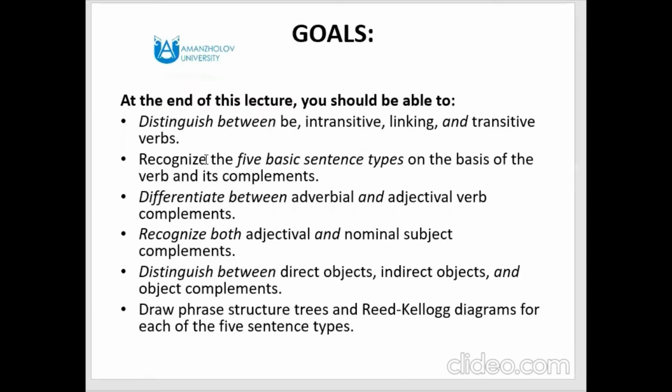The goals of our today's lecture are to distinguish between be, intransitive, linking, and transitive verbs, to recognize the 5 basic sentence types on the basis of the verb and its complements, to differentiate between adverbial and adjectival verb complements, to distinguish between direct, indirect, and object complements, and to draw phrase structure trees and read Kellogg diagrams for each of the 5 sentence types.